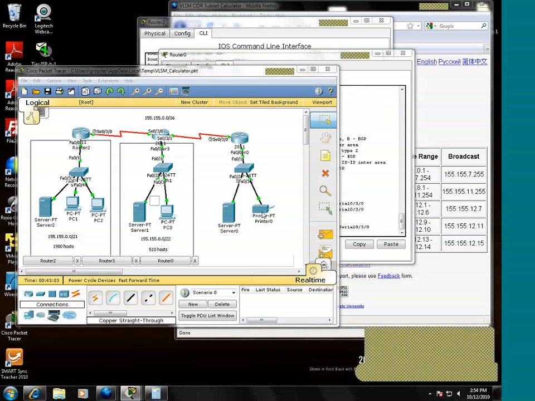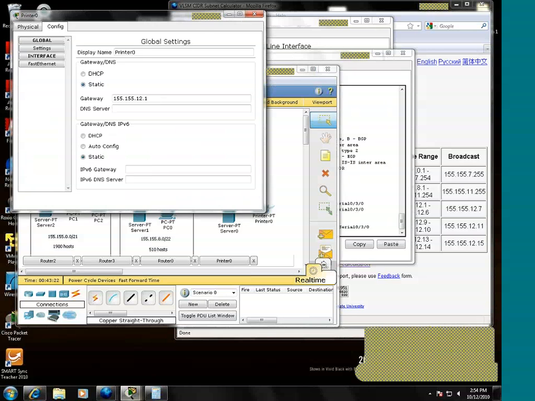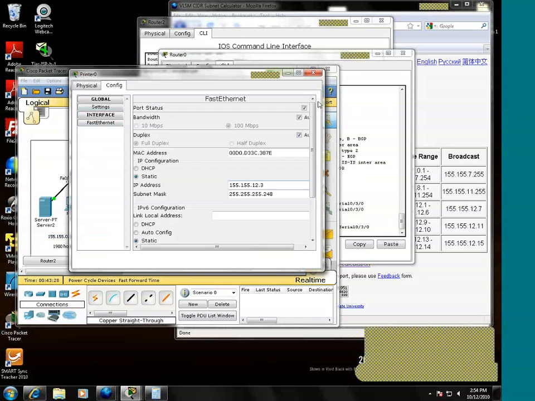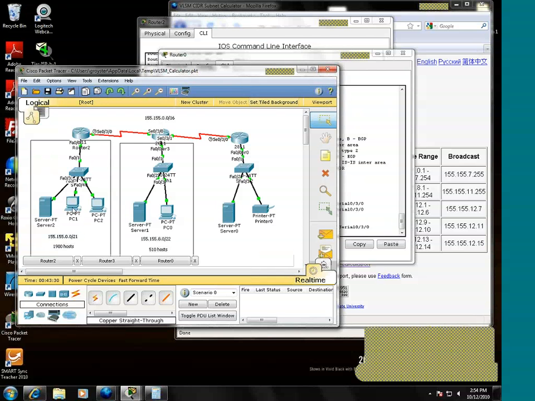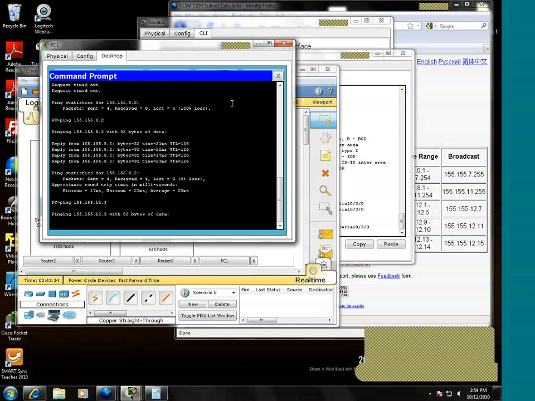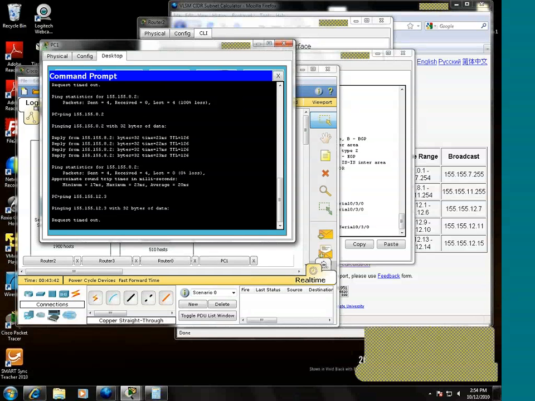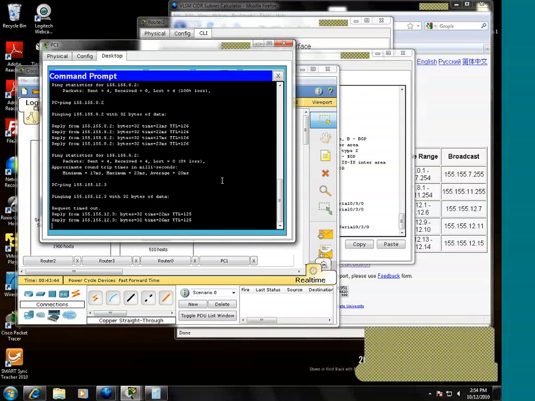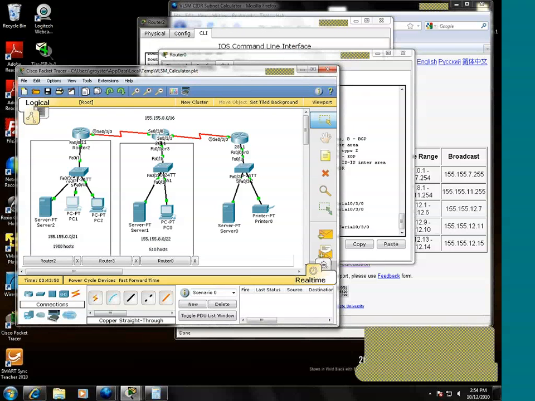And the printer IP address is 12.1. And no, it's not 12.1. It is 12.3. What's going on? There it is. Okay. So we see the beauty of using dynamic routing protocol as opposed to static routes.